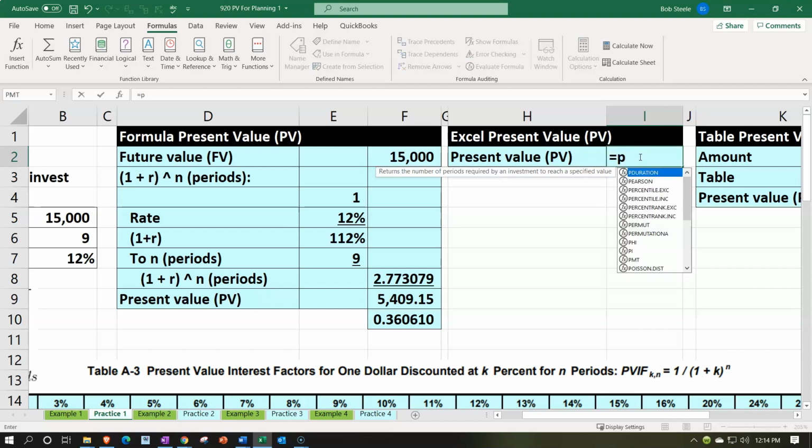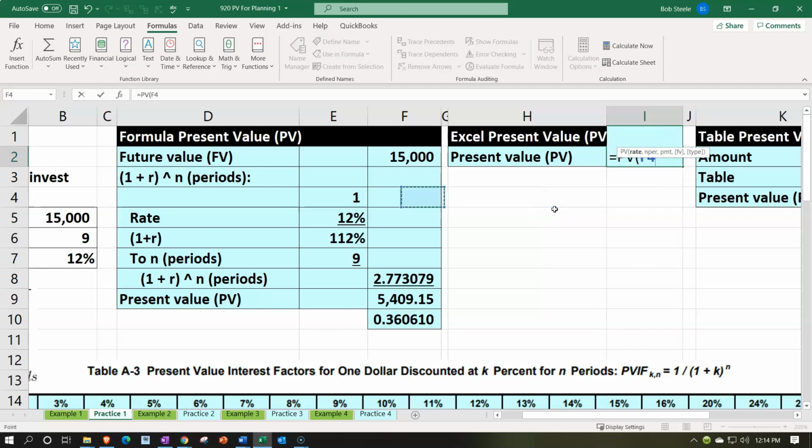So I'm going to say present value, and then I'm going to double click the formula. Then I'm going to use this little thing down here to help me out. It says rate is first, so I'm going to say the rate is 12. This is per year, so I don't have to divide it by 12 or anything to get the monthly rate. Remember that if you do have a monthly rate, you do have to do that. Number of periods is going to be 9. We are talking in terms of years as opposed to months once again.